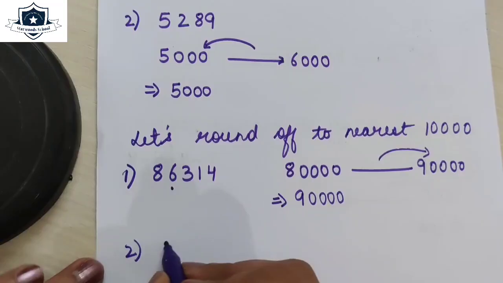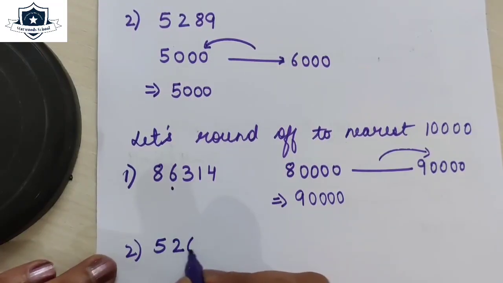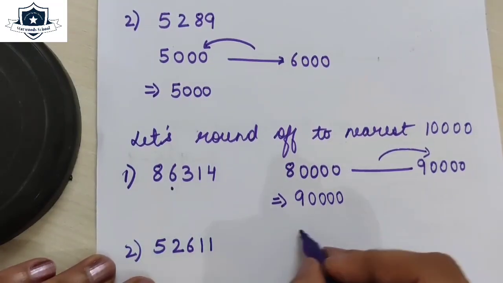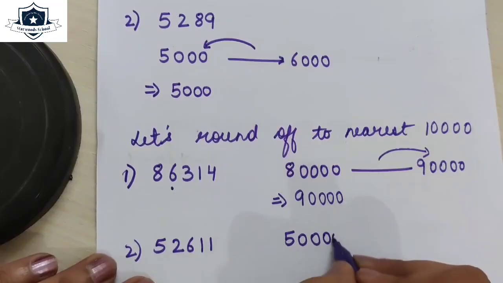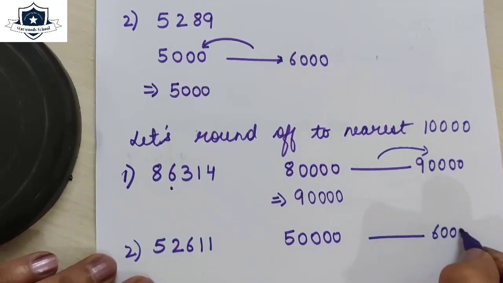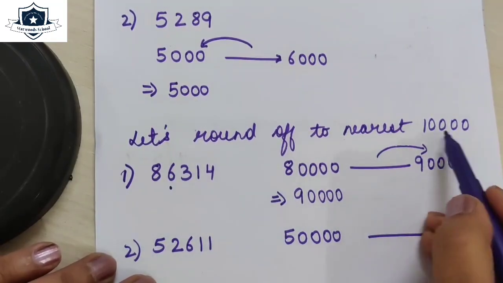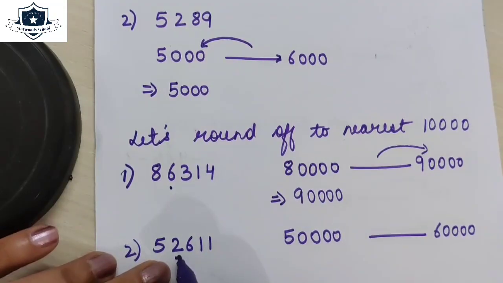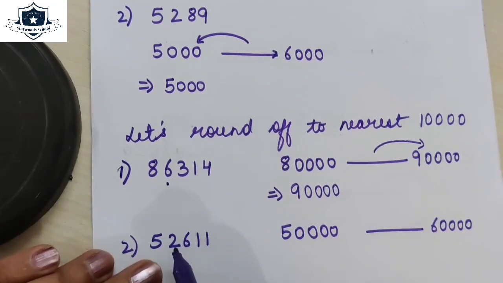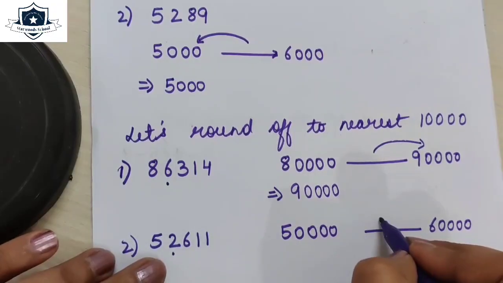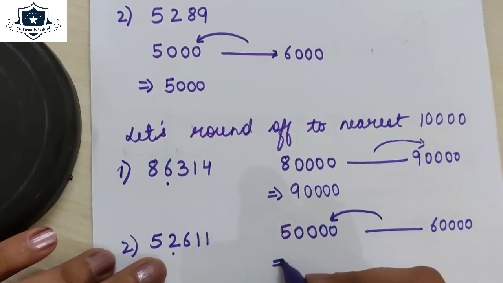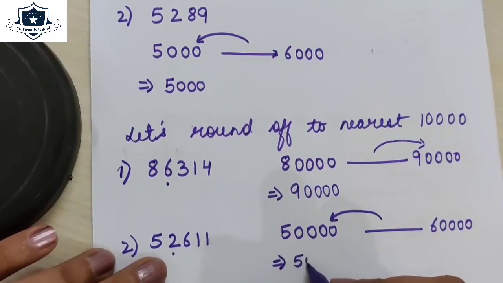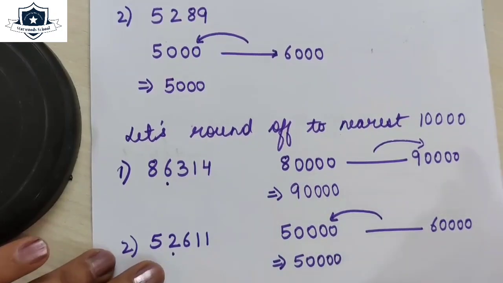Let's take a lesser example, 52611. The range is 50,000 to 60,000. Now let's check. 4 zeros are there, 1, 2, 3, 4. This place is falling into the younger bracket, between 0 to 4. So this will be falling here. The round off will be 50,000. I hope that is clear.